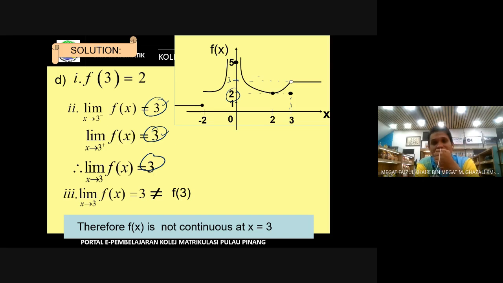As simple as that. Yang last final part ni, dia sesimpel itu. You just remember, when x approaches one value from left and right, dia memberikan nilai y yang sama. And when x is exactly equal to that value, dia berikan nilai yang sama ataupun tidak. Kalau sama, is selanjar. If not, is not.